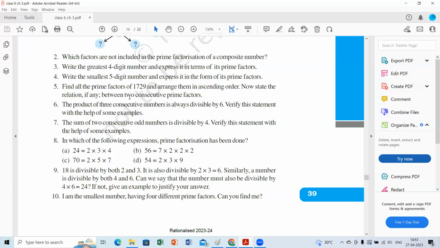Ma'am, can you conduct a quiz on composite numbers? Yes, we will go with composite numbers, which have more than 2 factors. That's all. Surely we will discuss.